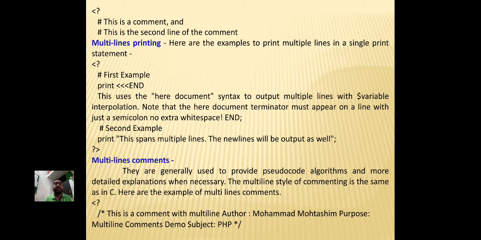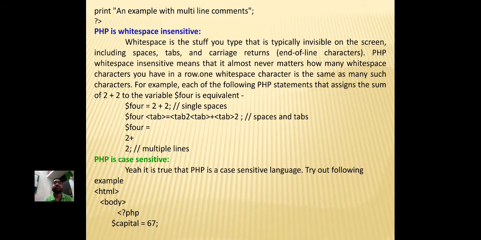Multi-line comments. They are generally used to provide pseudocode, algorithms and more detailed explanation when necessary. The multi-line style of commenting is the same as in C. Here are examples of multi-line comments. This is a comment with multi-line. Author: Muhammad Mohsin. Purpose: multi-line comments demo. Subject: PHP. Print an example with multi-line comments.